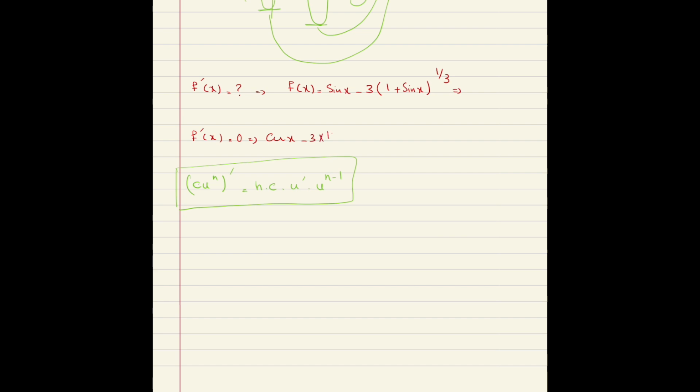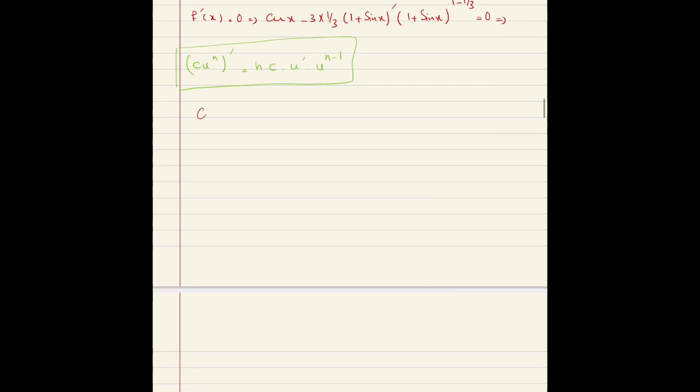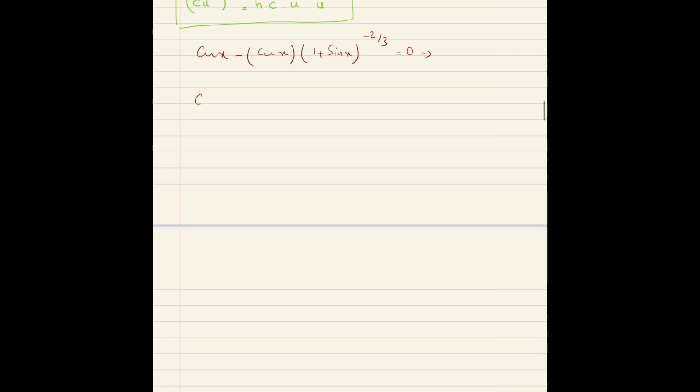So it's going to be minus 3 times 1 over 3 times (1 plus sine x) prime times (1 plus sine x) to the power of 1 over 3 minus 1, or negative 2 over 3. So the 3 and 1 over 3 will cancel out. We will have cosine x minus cosine x times (1 plus sine x) to the power negative 2 over 3 equals 0. So then cosine x times (1 minus (1 plus sine x) to the power negative 2 over 3) equals 0.